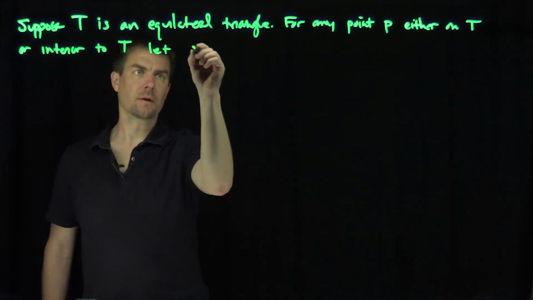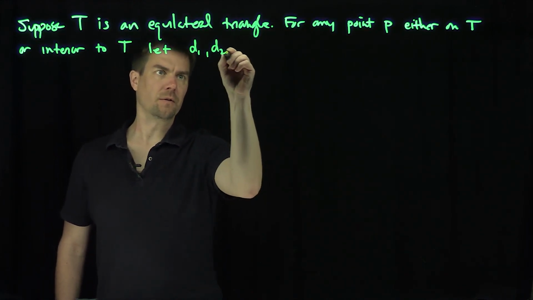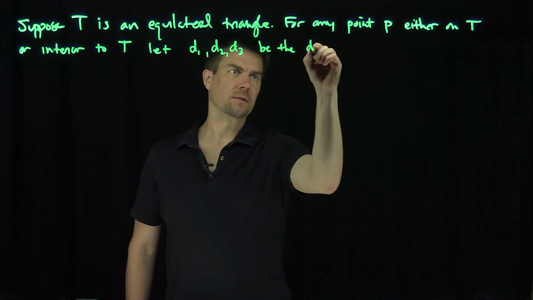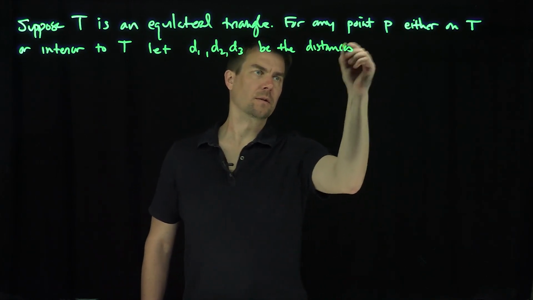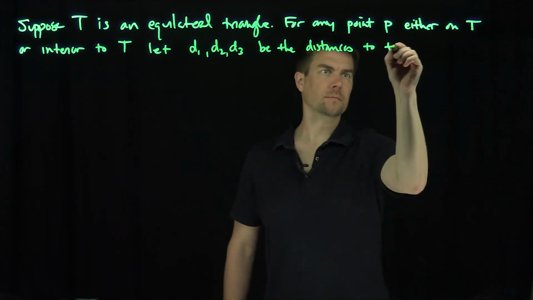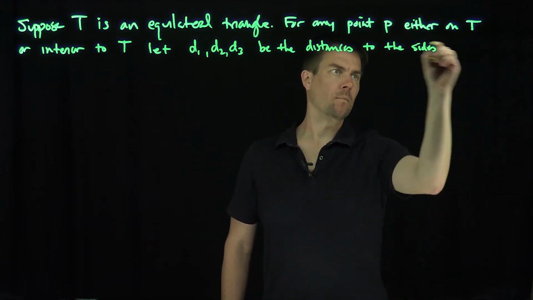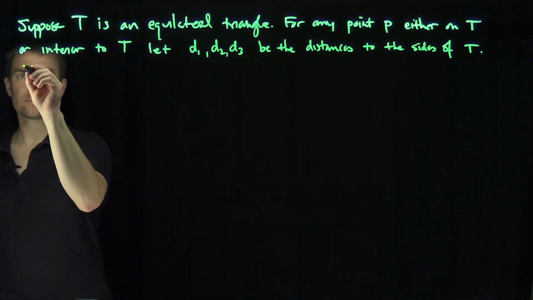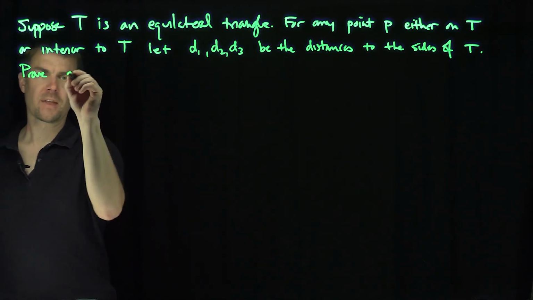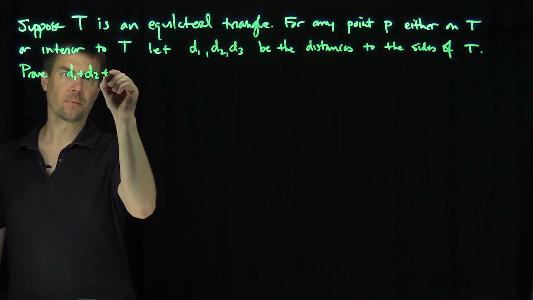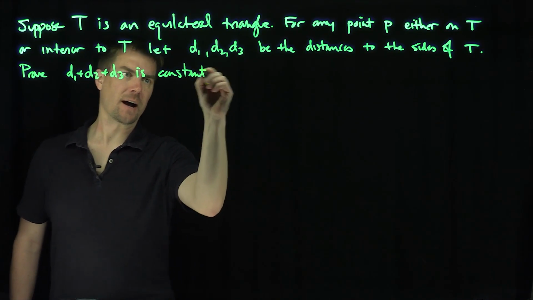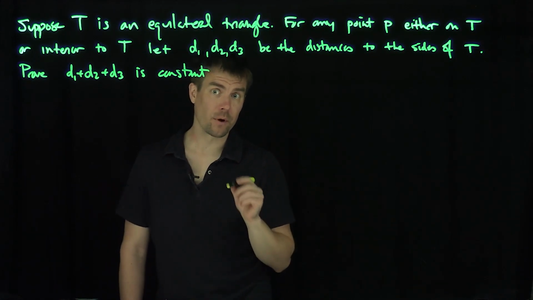let D1, D2, and D3 be the distances to the sides of the triangle. Prove that D1 plus D2 plus D3 is constant, i.e. it does not depend on the point P.